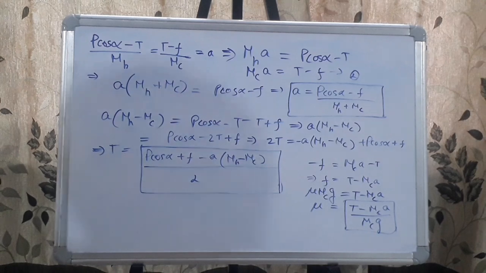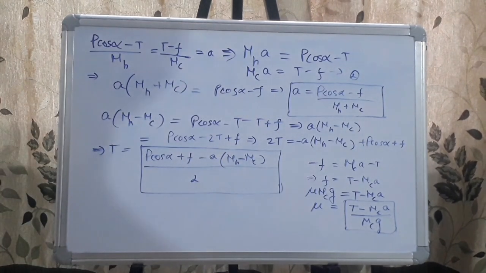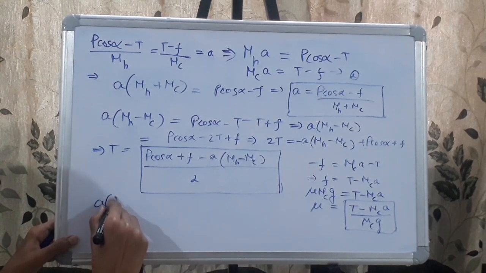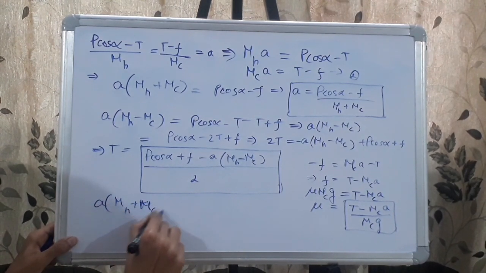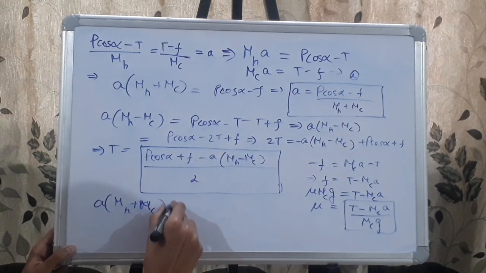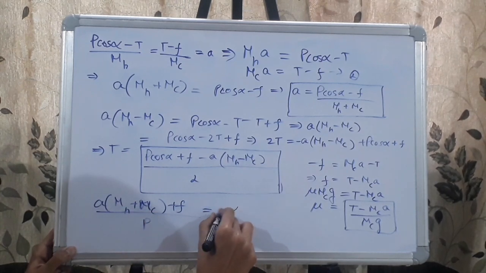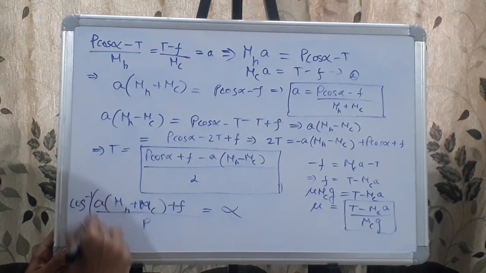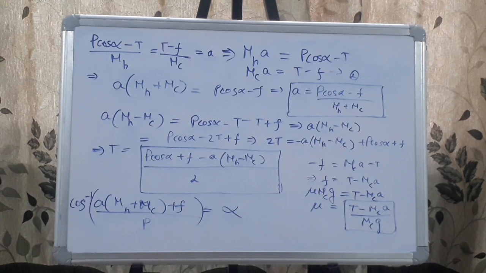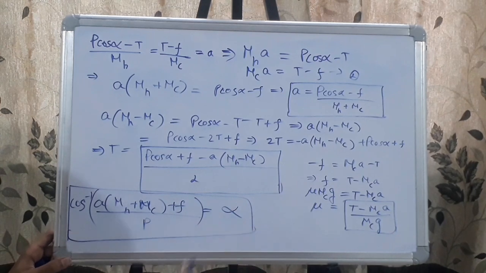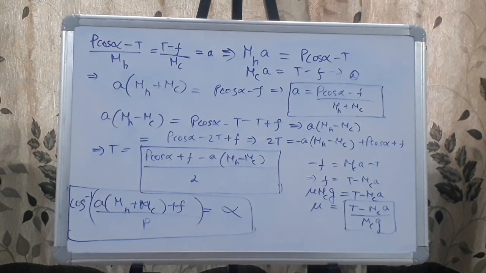You can also solve for other variables like alpha. Let's do that as well. So, looking at equation 2, A times (mh plus mc) plus f divided by p is equal to cos alpha. So alpha is just going to be the cos inverse of (A times (mh plus mc) plus f) divided by p. So that pretty much solves our horse and the cart problem. The main thing in this problem was that there is a forward component p cos alpha, which is making the horse move in the forward direction with an acceleration.